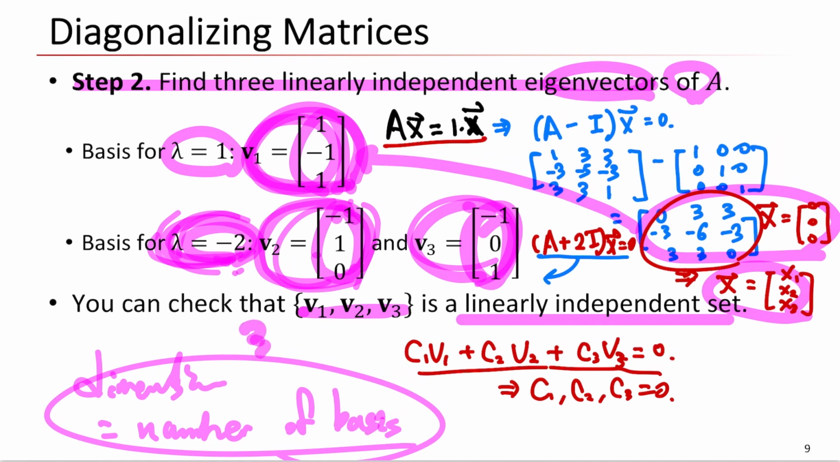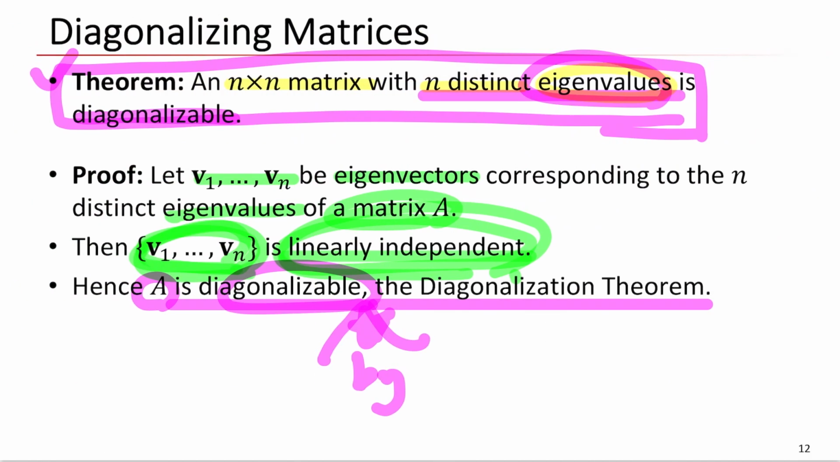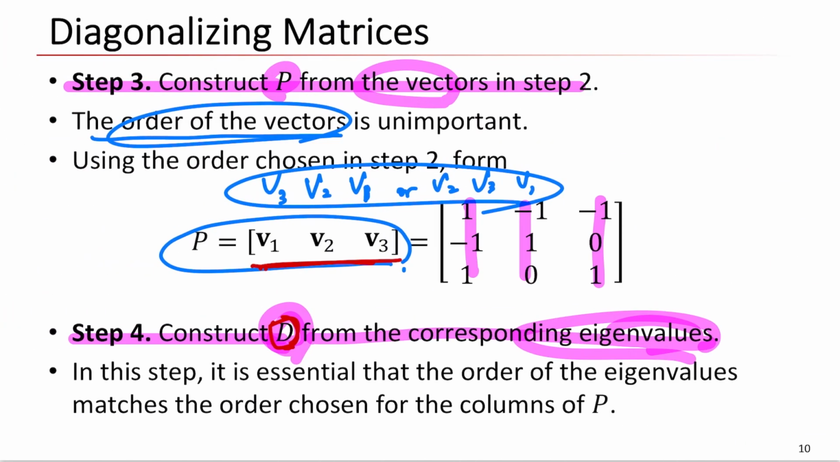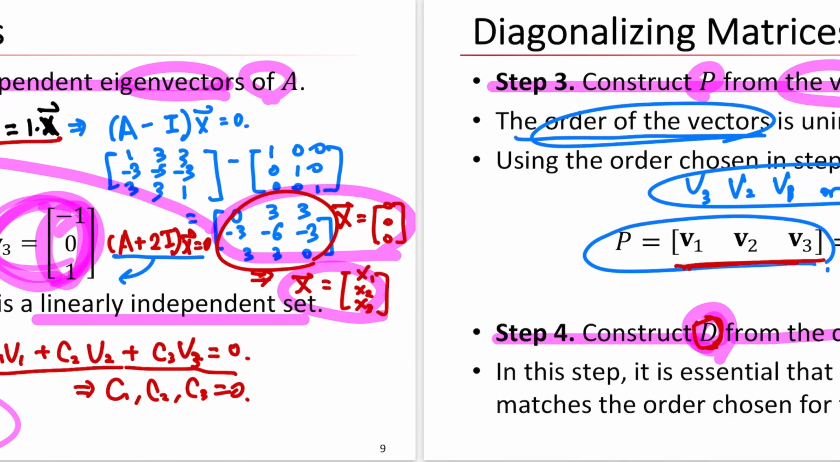So in this case, the matrix will be diagonalizable. Even though we don't have enough distinct eigenvalues, as you can see in this example, because there are only two eigenvalues, if there exist three linearly independent eigenvectors, then we can say that it is diagonalizable, like this example. Okay.